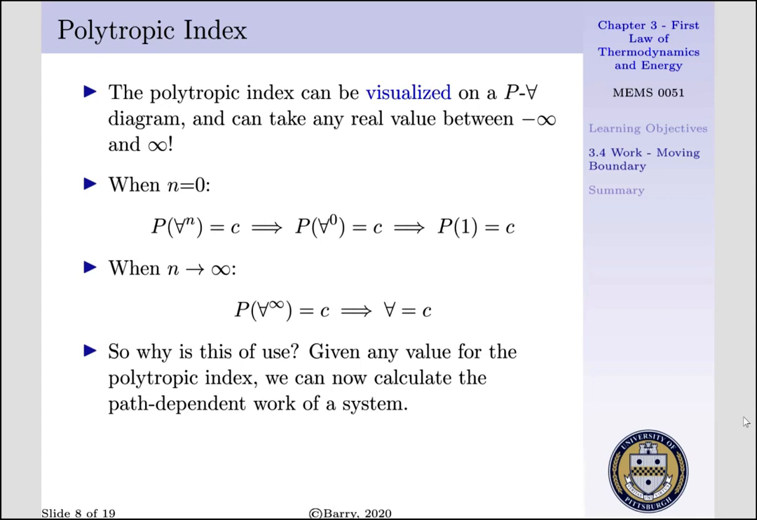When n is equal to infinity, P v to the infinity is equal to a constant. The only way for this equation to be satisfied is if V is a constant. So, you may wonder, why is this useful? Well, given any value for a polytropic index, we can calculate work considering its path dependence, and we will formulate how to calculate n given our pressure and volume.